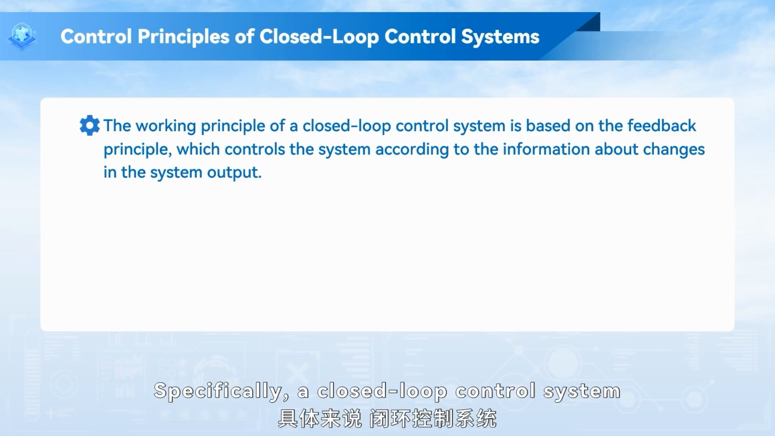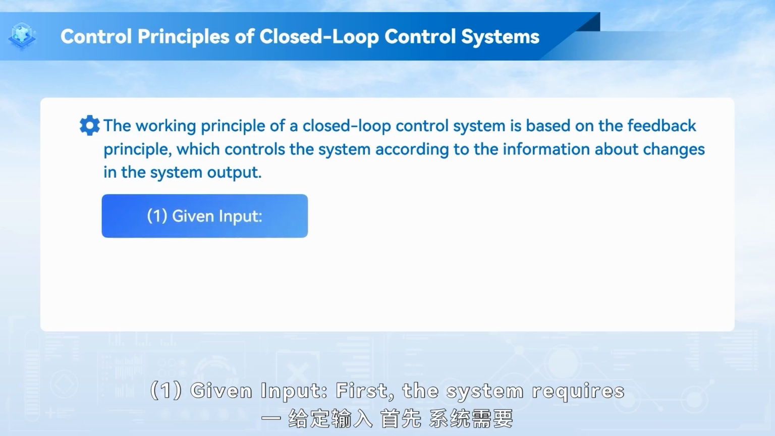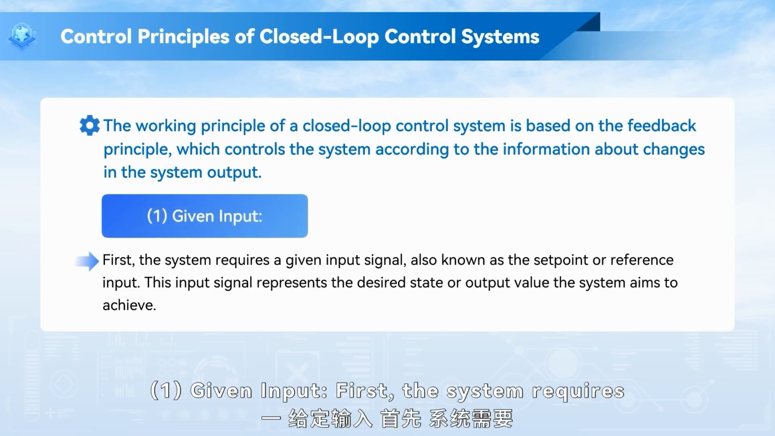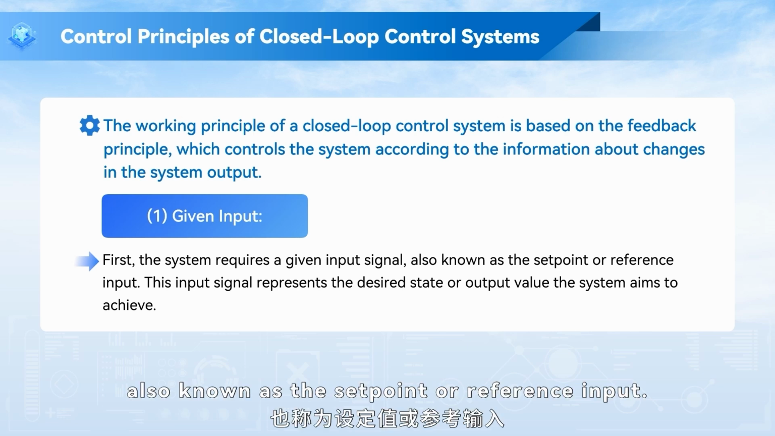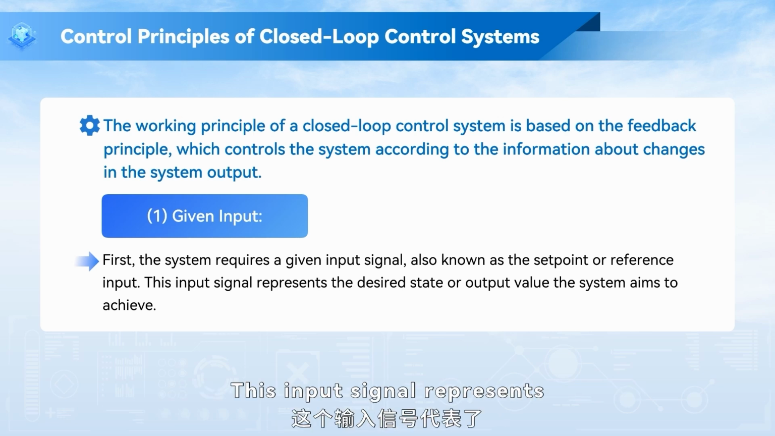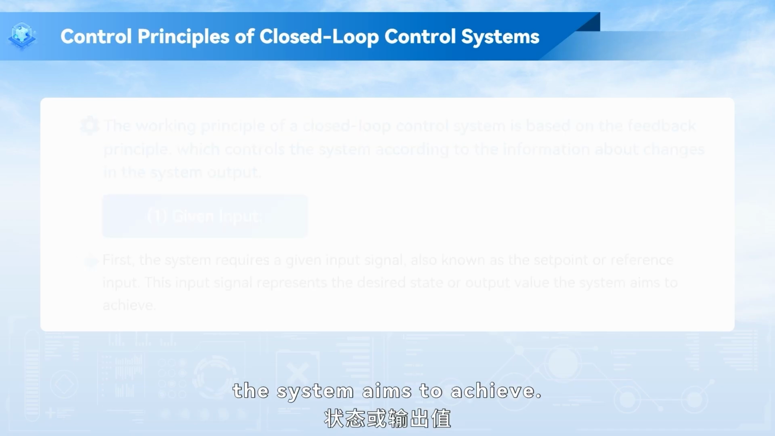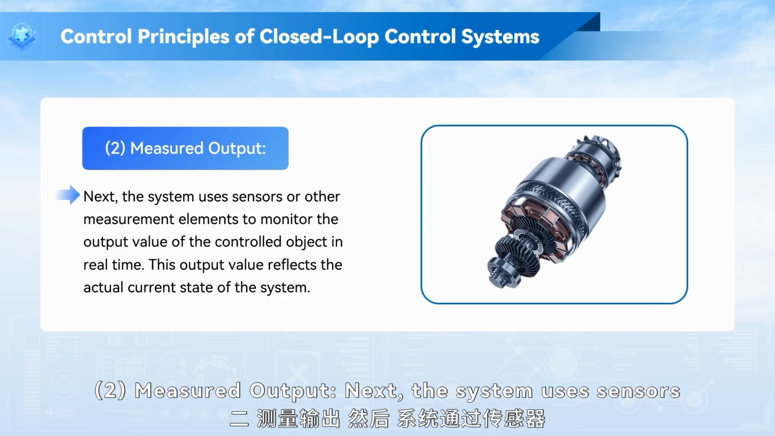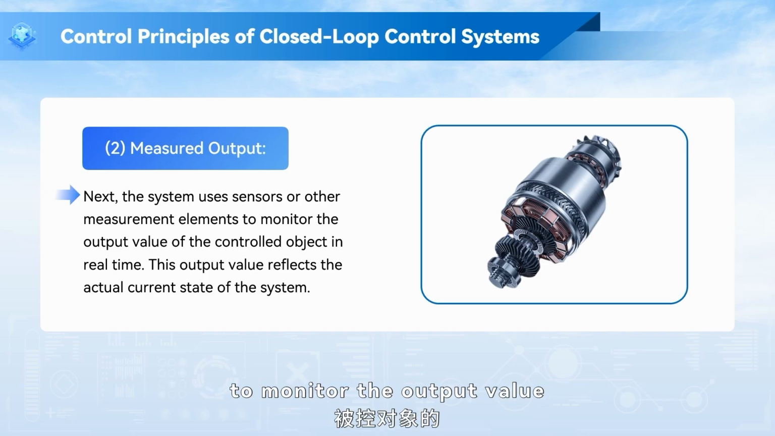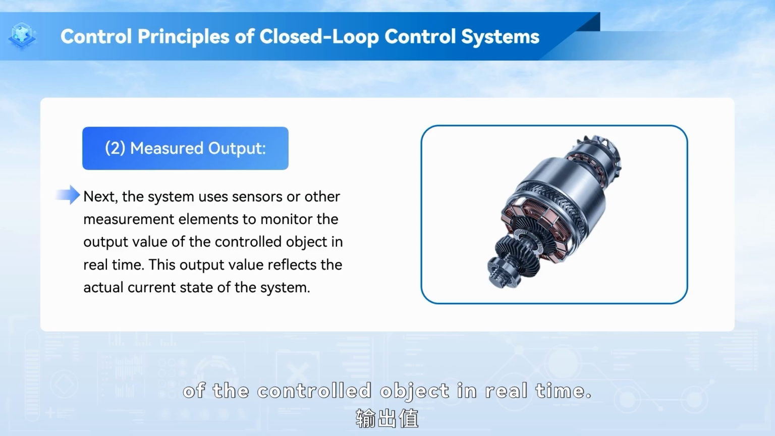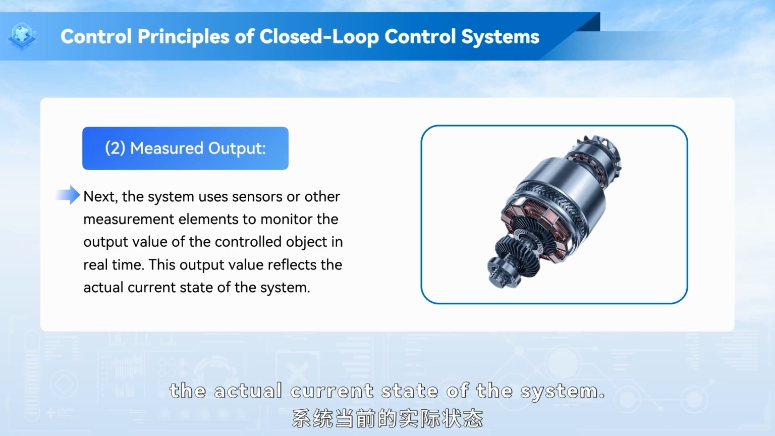Specifically, a closed-loop control system achieves control through the following steps. 1. Given input. First, the system requires a given input signal, also known as the setpoint or reference input. This input signal represents the desired state or output value the system aims to achieve. 2. Measured output. Next, the system uses sensors or other measurement elements to monitor the output value of the controlled object in real time. This output value reflects the actual current state of the system.